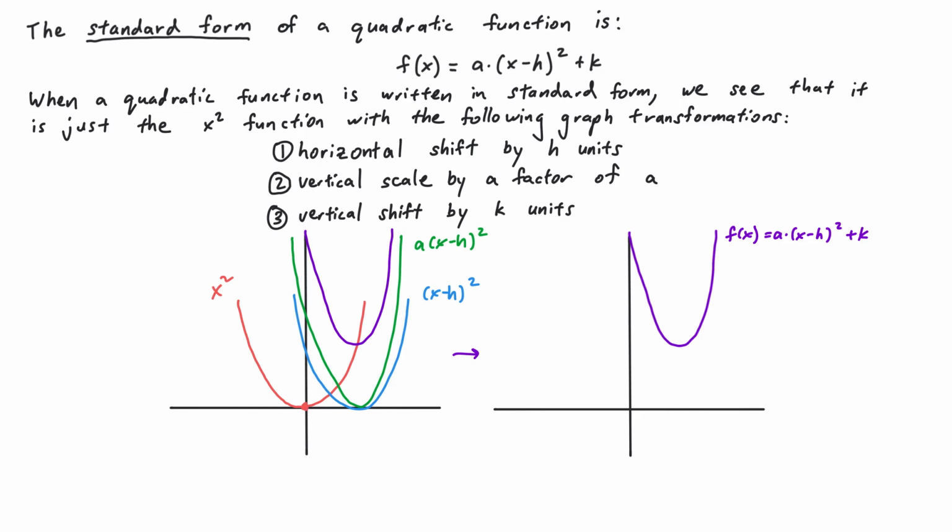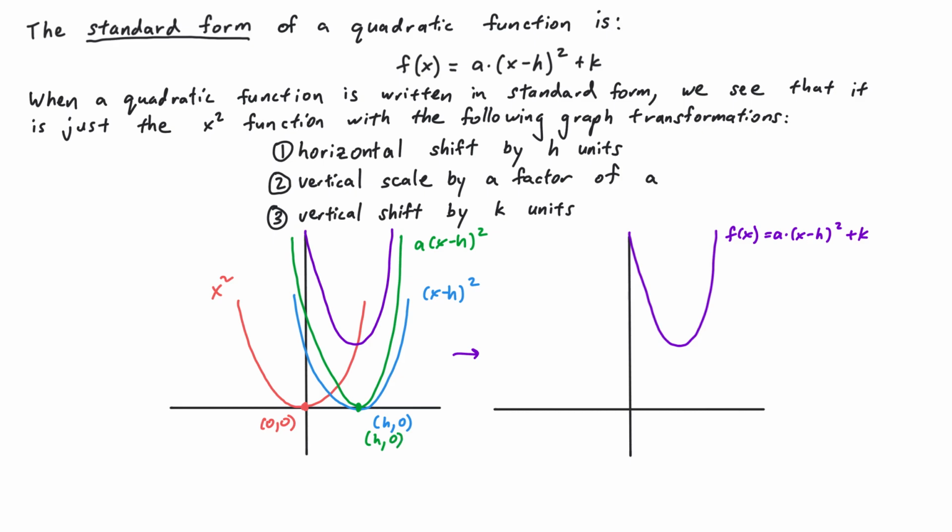Initially, for the untransformed x squared function, the vertex is at (0, 0). With our first graph transformation, when we shifted our graph to the right h units, our vertex moved to the point (h, 0), since the x-coordinate shifted to the right h units. When we apply our second graph transformation, the vertical scale by a factor of a, that would take the y-coordinate 0 and multiply it by a, so the vertex does not change at all, since a times 0 is still 0. So for our green graph, the vertex is still at (h, 0).